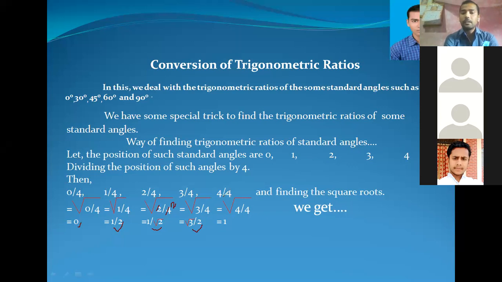Then after, when 4 is divided by 4, we get 1. So the root of 1 is 1. That's how we got the values of such places as 0, 1 by 2, 1 by root 2, root 3 by 2, 1. Is it? Yes, sir.